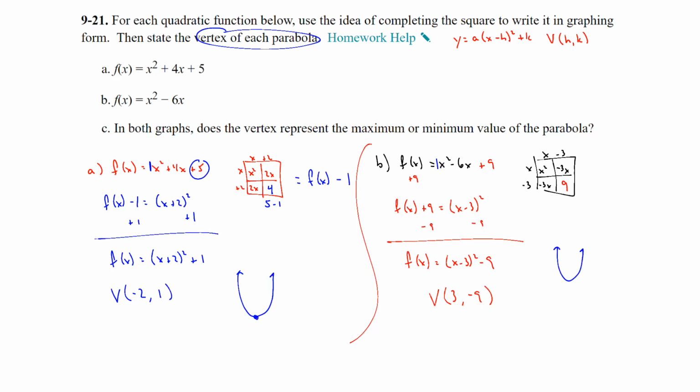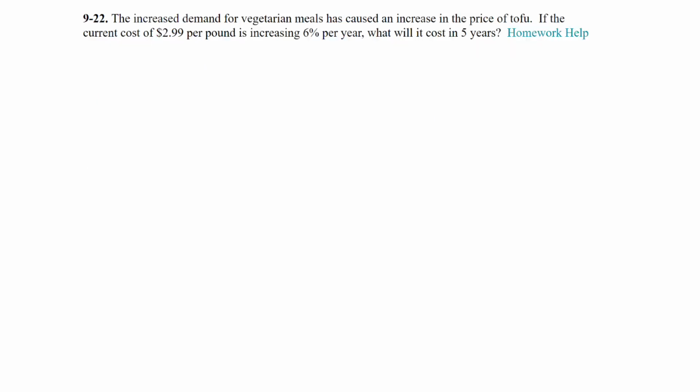So your vertex right here, is that going to be a maximum point or a minimum point? Okay, and you can see that it's going to be a minimum. It's not going to go any lower than that. It'll get bigger, but it won't get any smaller. So that means it will be a minimum value of the parabola.